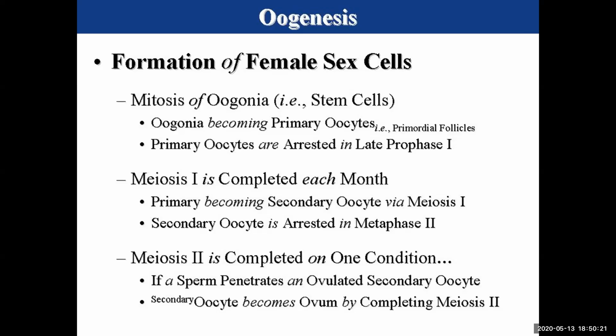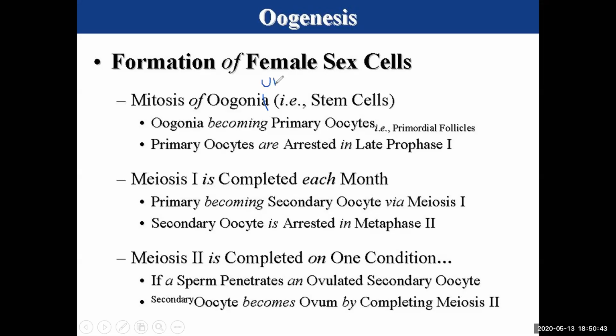The process of producing oocytes. So oocytes is the female sex cell. The same process. We begin with a stem cell. In this case here, it's called oogonia. So one oogonium, the A is replaced by UM. So one oogonium, two or more oogonia.